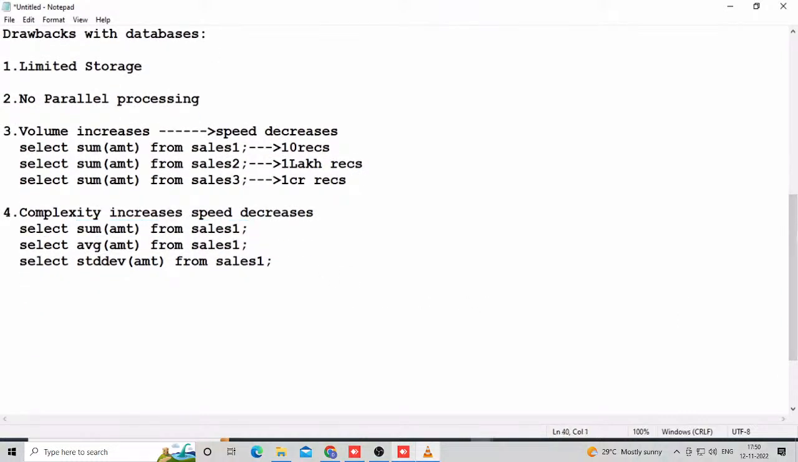So as complexity goes, the major drawback with databases is that databases can handle only structured data. They cannot handle unstructured or semi-structured kind of data. For example, just observe this.